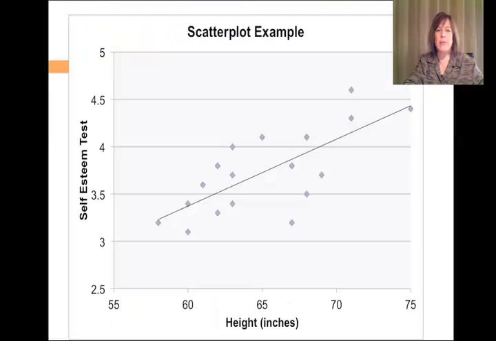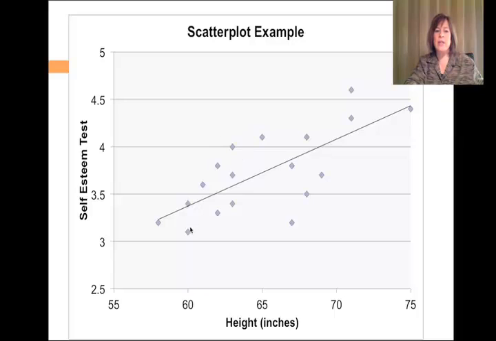What do those look like? Well, if you have two interval ratio level variables, like height, you see down here on what we call the x-axis, and self-esteem on the y-axis, this is how you can show visually the relationship between those two variables.